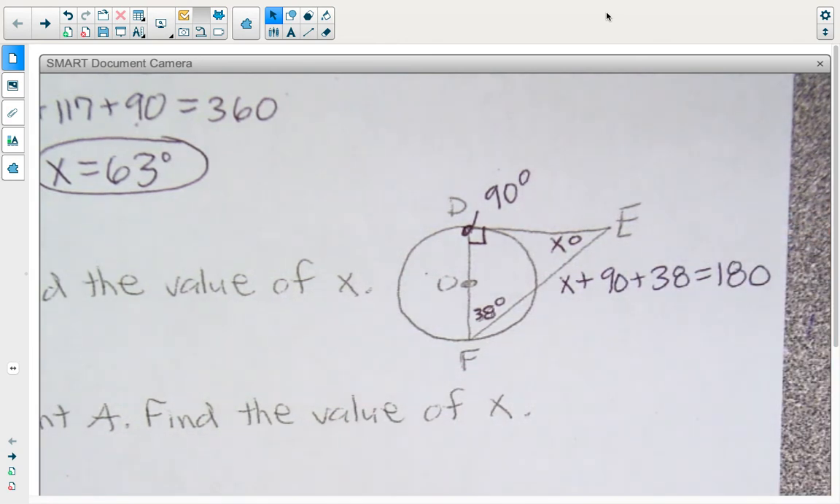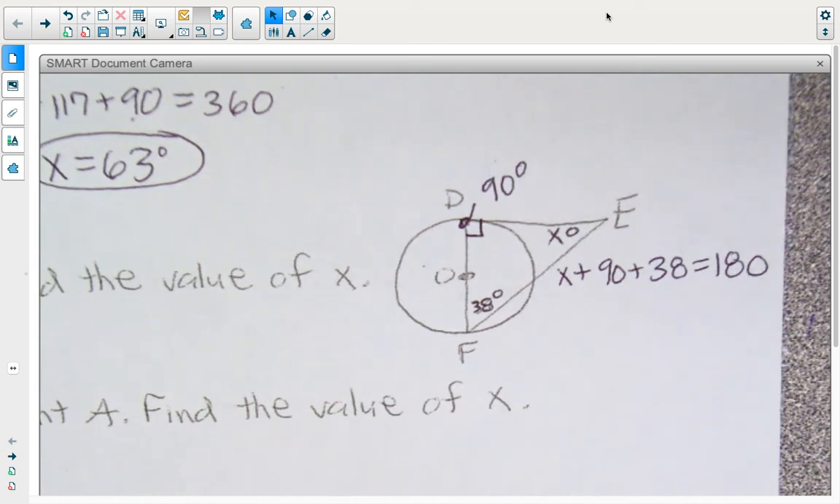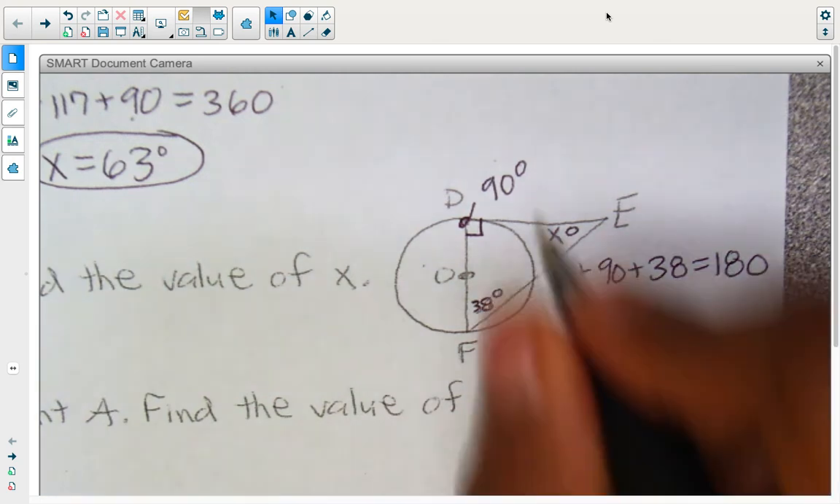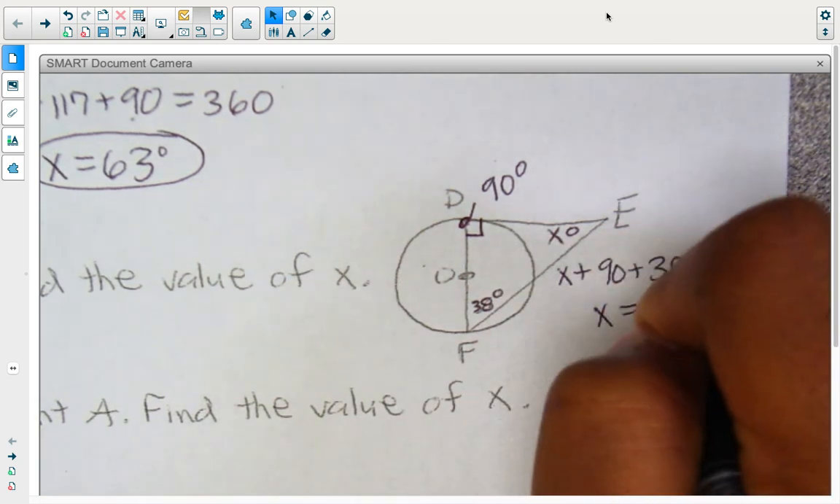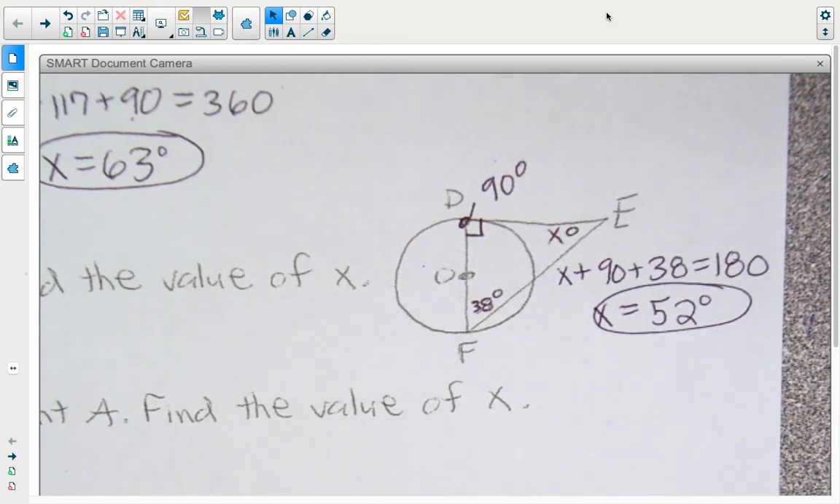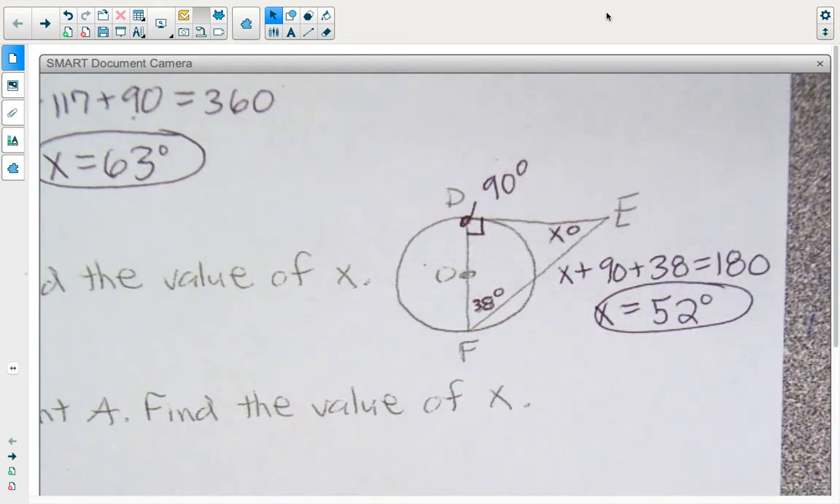Once you figure out what your point of tangency is, figure out what shape you're working with. That's how you know how many degrees to set it equal to, whether it's 360 or 180, whatever the shape is. So we add 90 plus 38 and subtract from 180. Feel free to type that in any sort of calculator. You should get 52 degrees. 52 degrees.